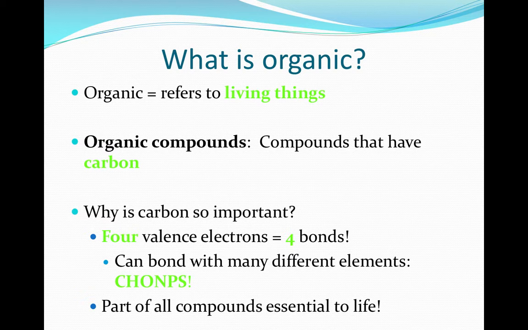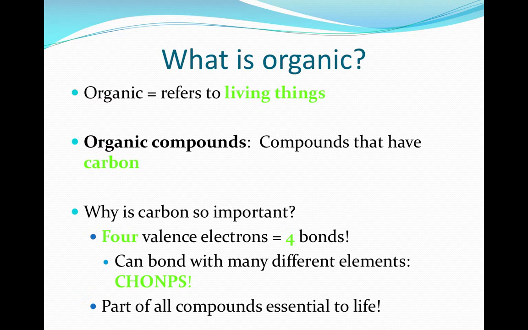It likes to bond to itself, so it can bond with carbon. It can bond with hydrogen, oxygen, nitrogen, phosphorus, or sulfur. That's why carbon's also really awesome, because it bonds with elements that are important for living things: carbon, hydrogen, oxygen, nitrogen, phosphorus, and sulfur. So when we talk about compounds that are extremely important for living things, we're talking about compounds that contain carbon, organic compounds.